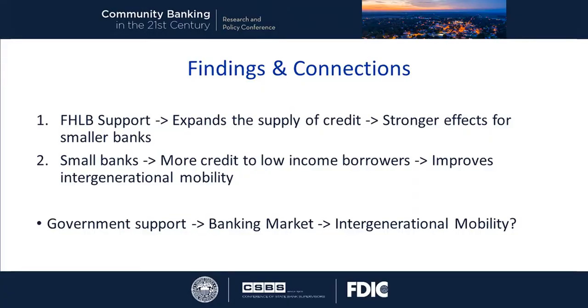Let me start from the second paper and what Dane's paper has shown us: you have FHLB support. So there's access to wholesale funding, and that expands the supply of credit, as I was talking about on the previous slide. And this expansion of credit is stronger for small community banks. So essentially we're looking at some government support, and through the supply of credit, it's reaching the mortgage market in the local market, and especially for small banks.